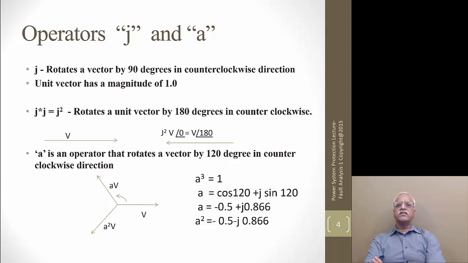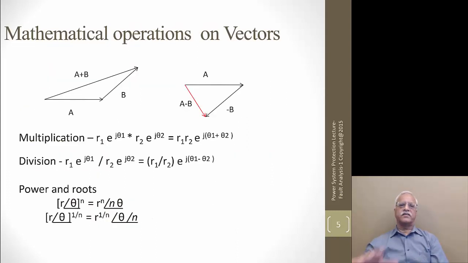But AV voltage is leading the A phase voltage by 120 degrees. Similarly, if I multiply again by an operator A, it becomes A square V. And then if I rotate it again, it becomes A cube, which is same as the original vector. So A cubed equals 1. And then mathematically, if you take the projections on the horizontal and vertical axis, A equals minus 0.5 plus J 0.866, and A square is minus 0.5 minus J 0.866.